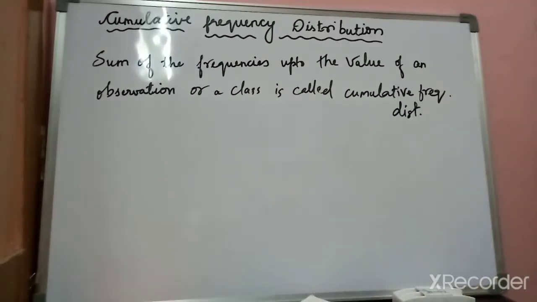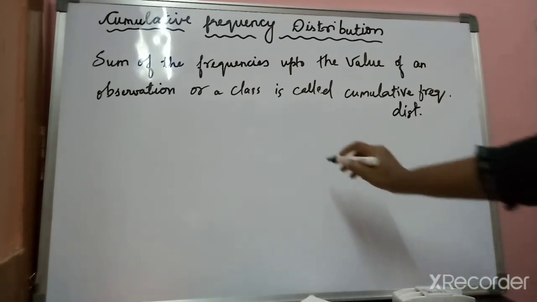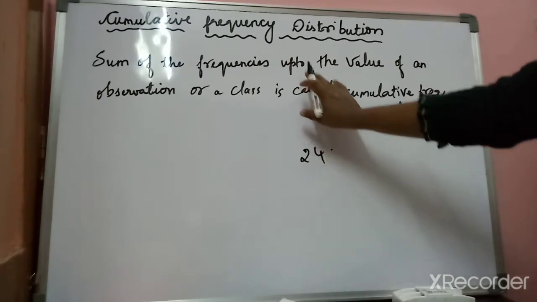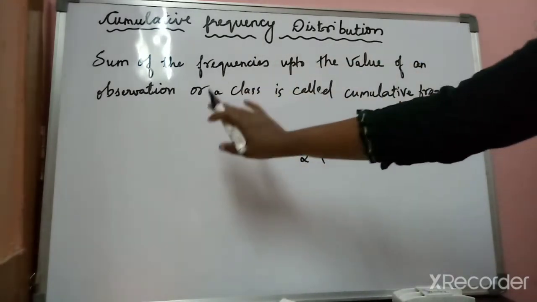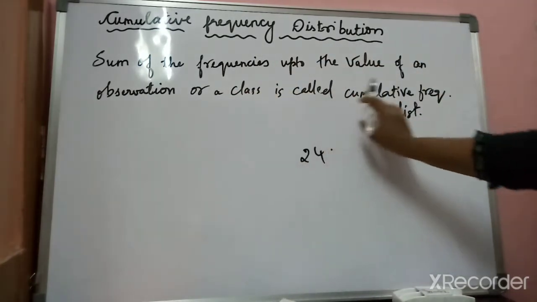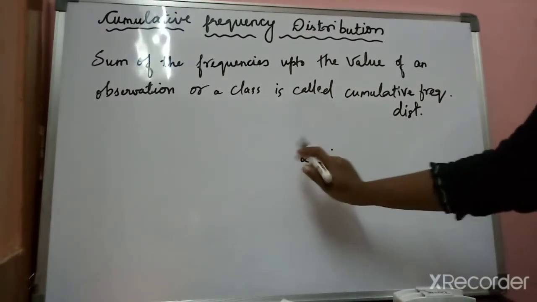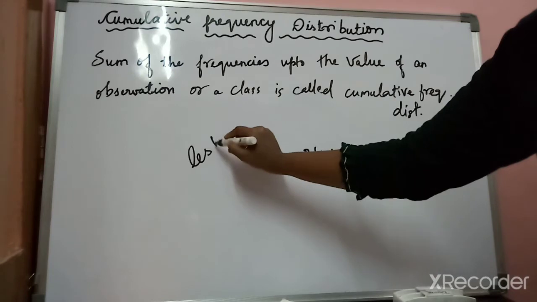Now we are going to learn the cumulative frequency distribution. Come to your page number 24 of your textbook. Now you can see the definition that has been written on the board. It is saying that the sum of the frequencies up to the value of an observation or a class is called cumulative frequency distribution.